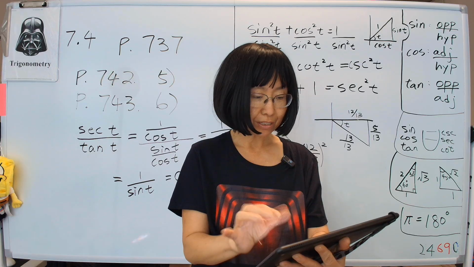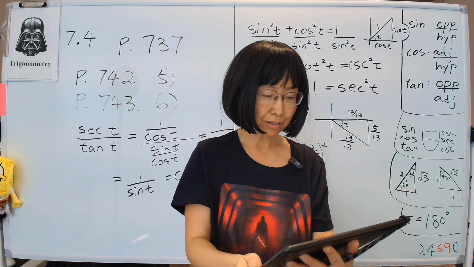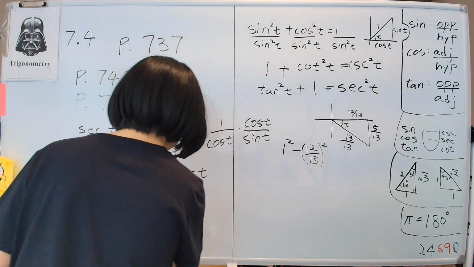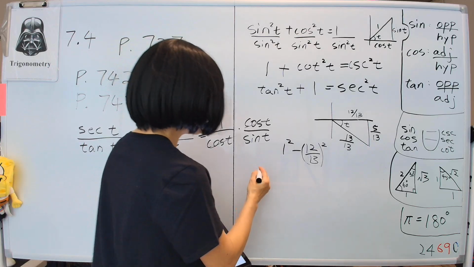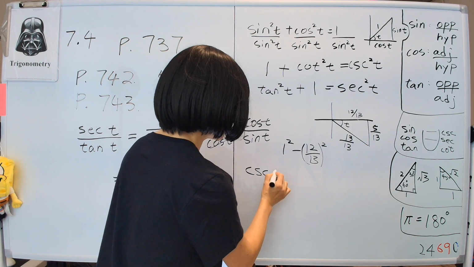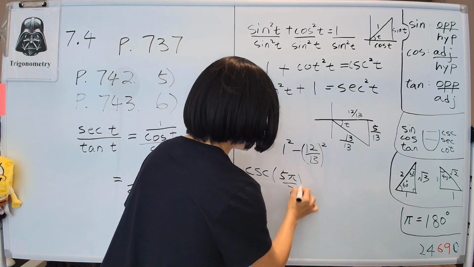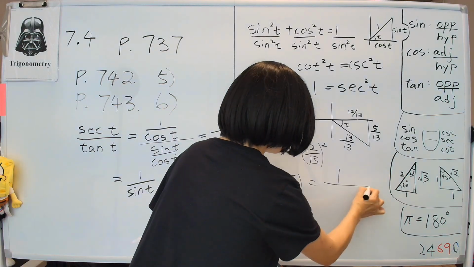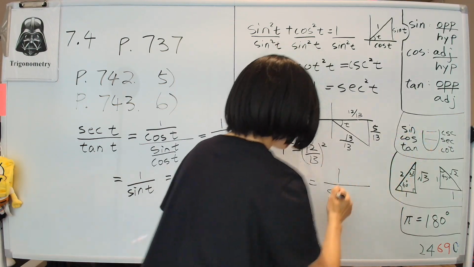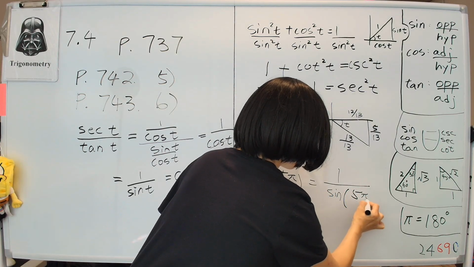And to evaluate, how do we evaluate cosecant of 5 pi over 7? Well, cosecant is 1 over sine. So to evaluate cosecant of anything, let's say we're trying to do cosecant of 5 pi over 7. That is equal to 1 over sine of 5 pi over 7, because cosecant is 1 over sine. So we'll just type in 1 over sine 5 pi over 7.